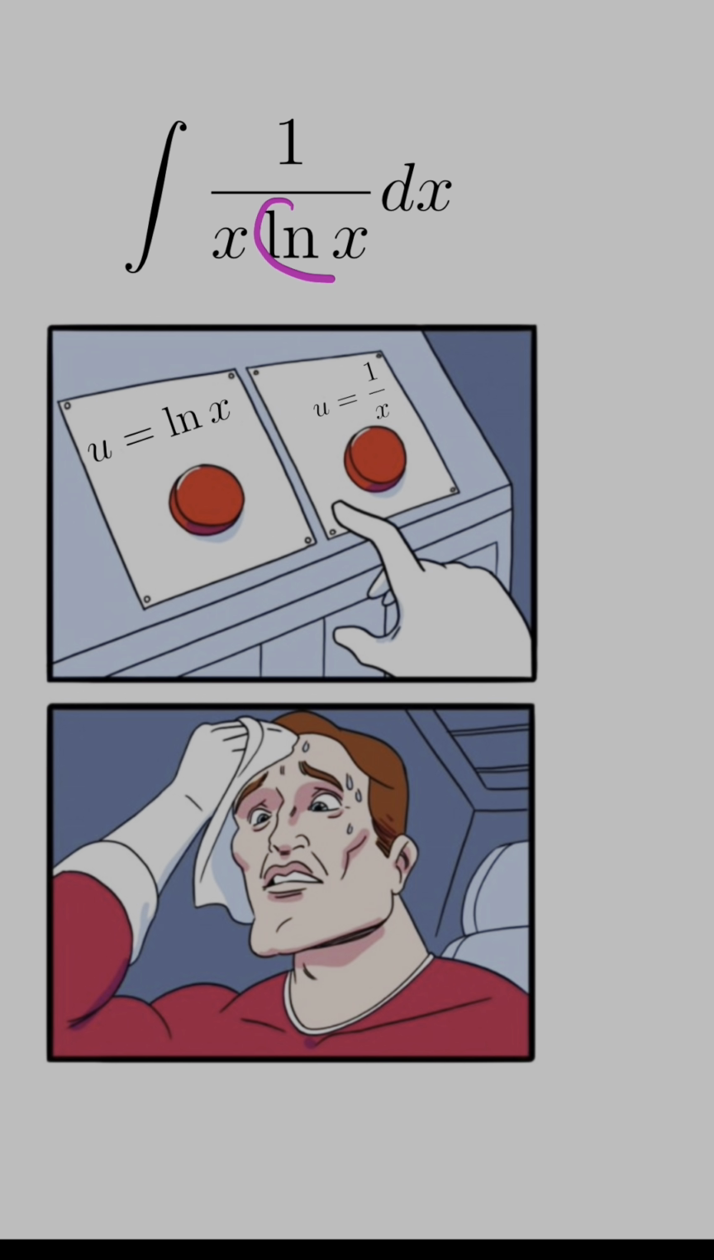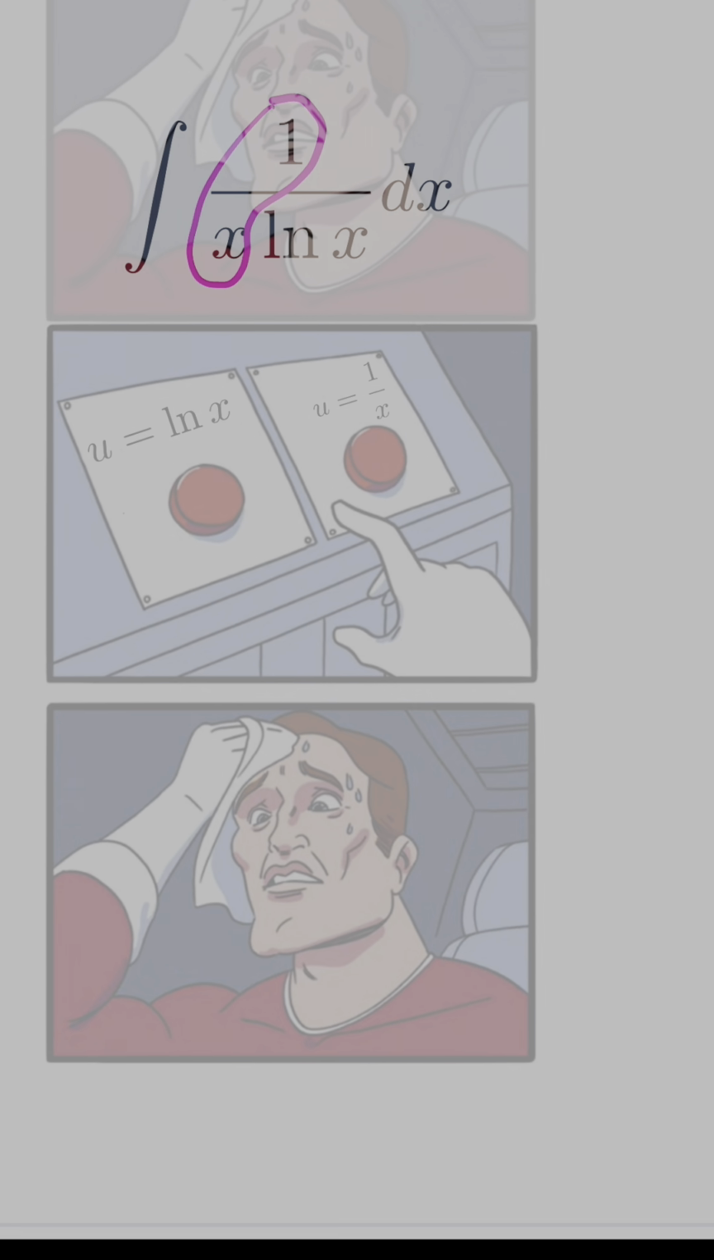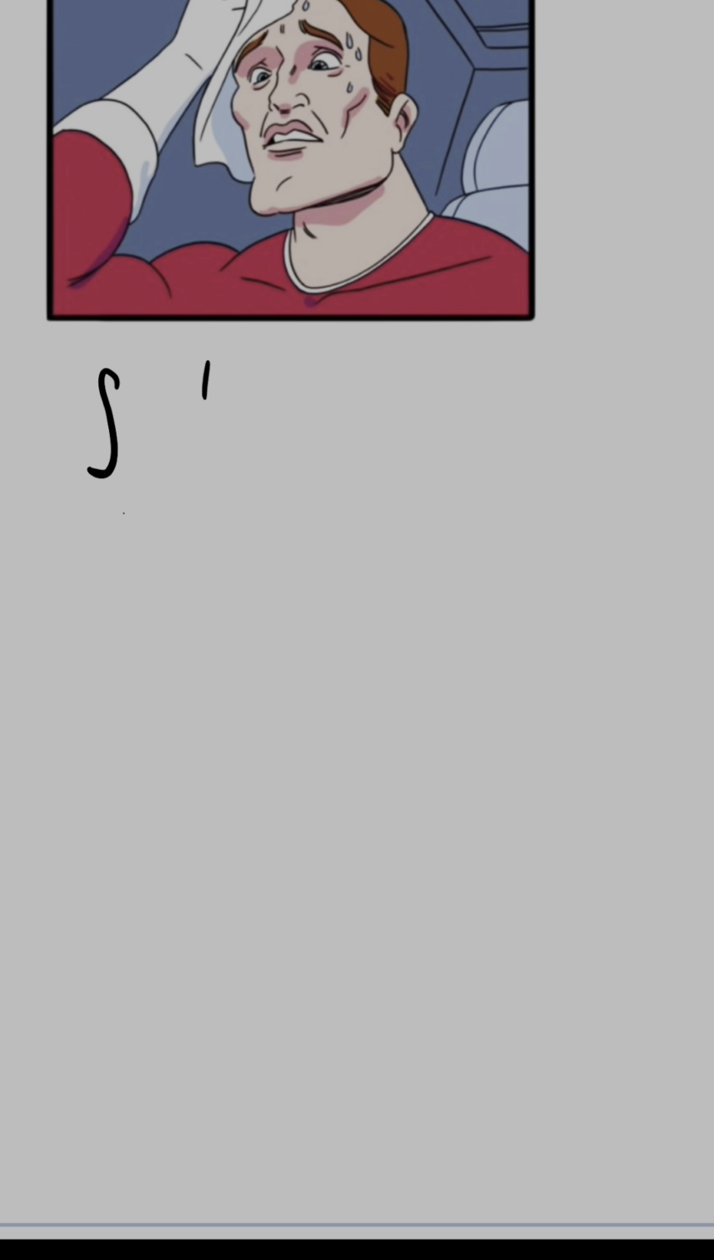Now if I take natural log of x, and I differentiate that, I get 1 over x, and that's in the problem. Whereas if I were to take my u to be 1 over x, and I differentiate that, it would be negative 1 over x squared, and that's not in the problem. So let's have a look at this below. We're finding the integral of 1 over x times the natural log of x dx.